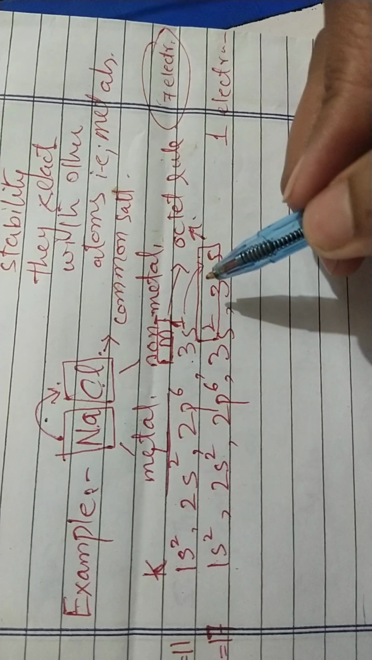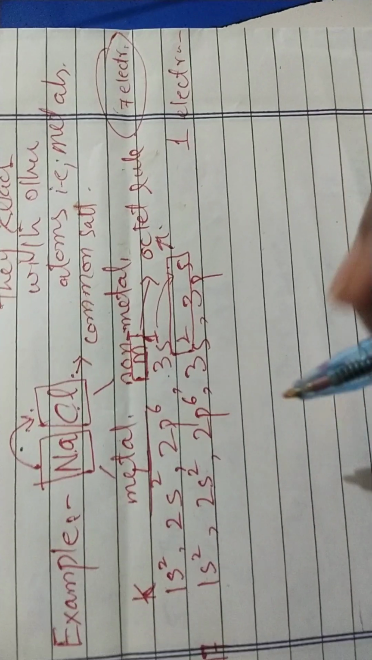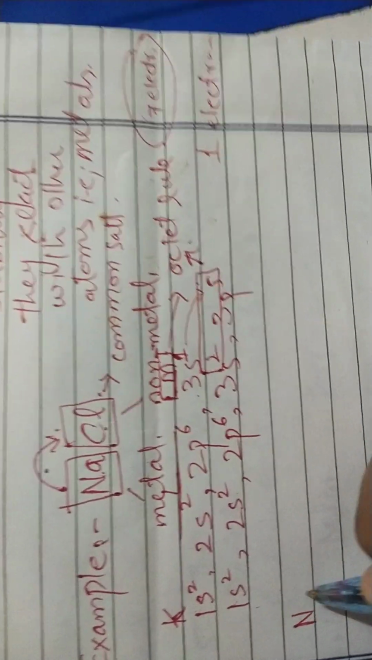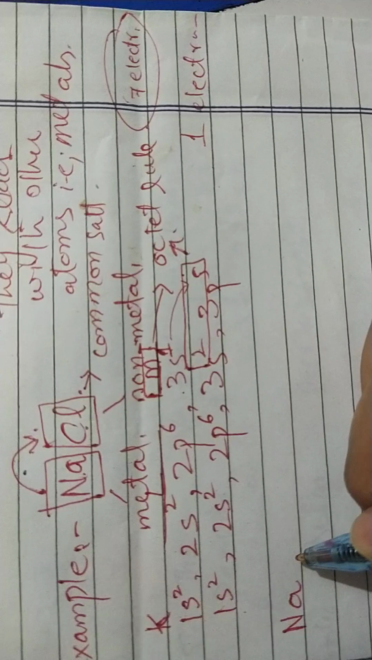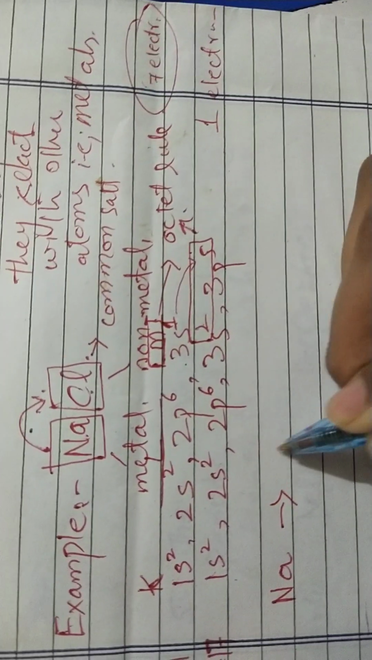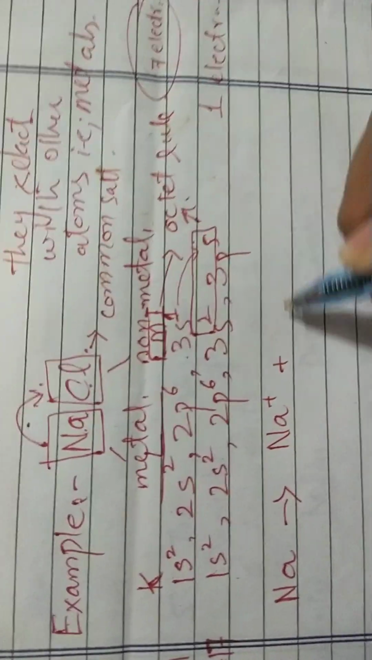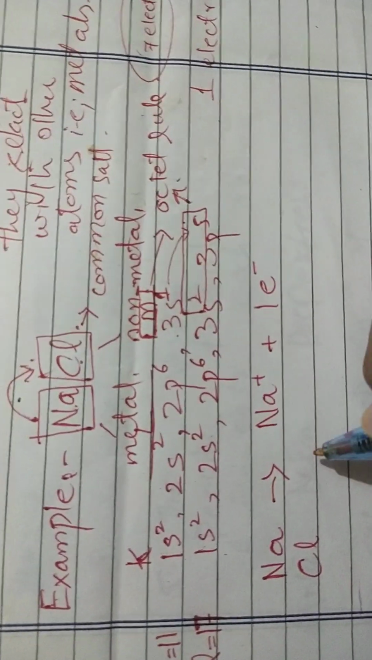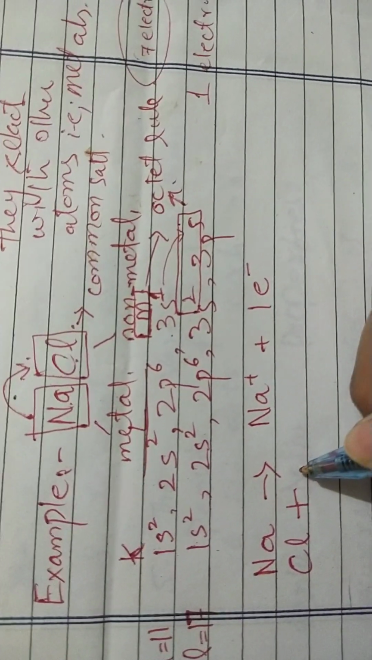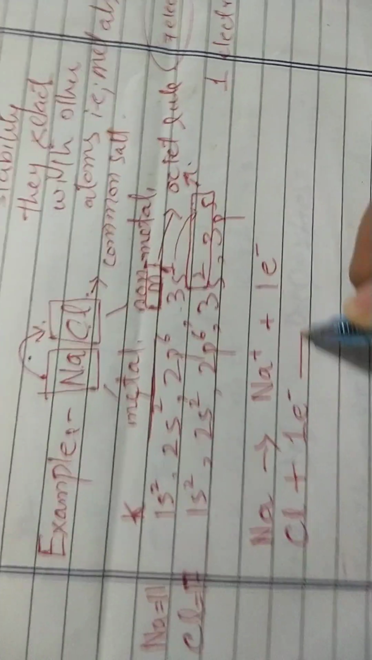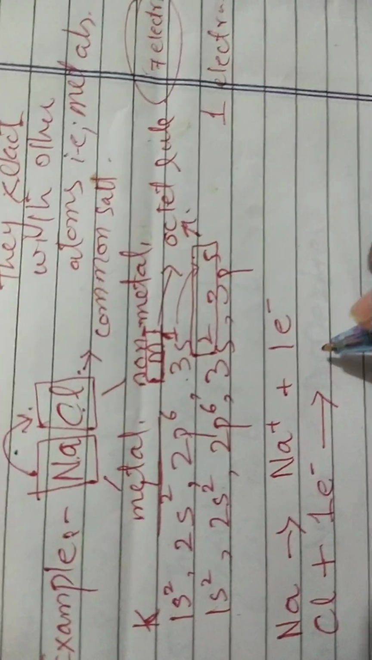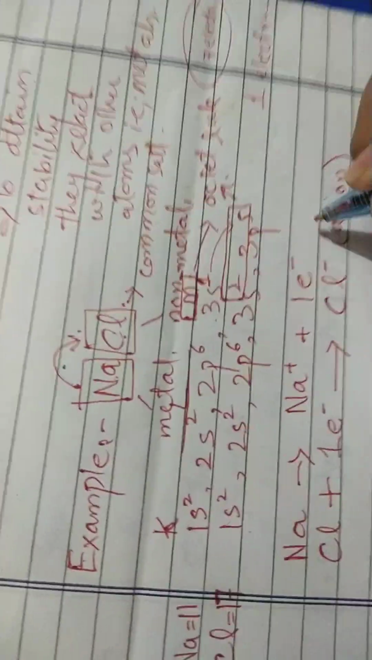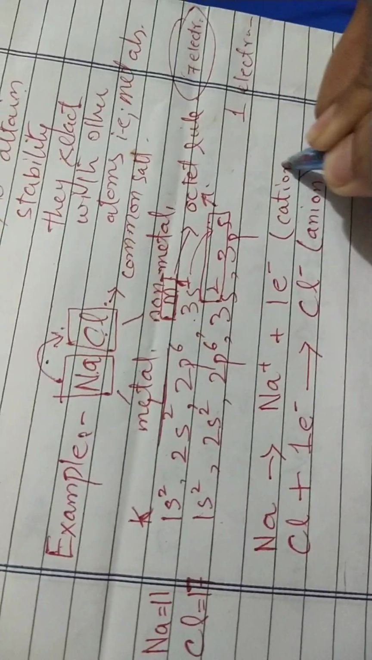Sodium is a metal and it has a tendency to lose the electron. When sodium loses this electron, it will be accepted by the chlorine. By releasing one electron, the sodium atom will form a positive ion, a cation, and by accepting one electron from the sodium atom, chlorine will form a chloride ion, or anion.